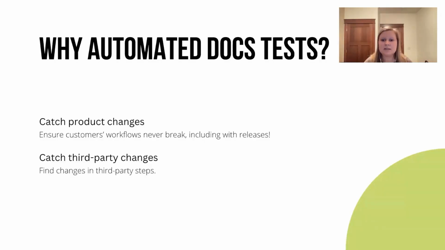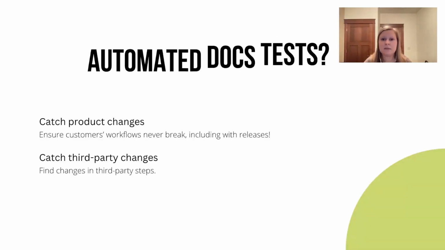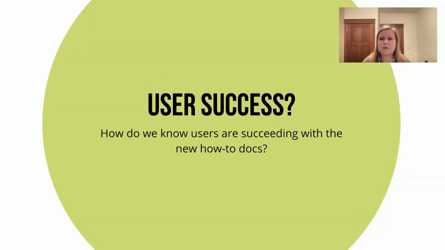But beyond automated tests passing, how do we know that our new how-tos are actually helping users succeed? So, after we rethought and revised our how-tos, how do we know that they hit the mark? How do we know if users were more successful with our updated how-tos than they were before?